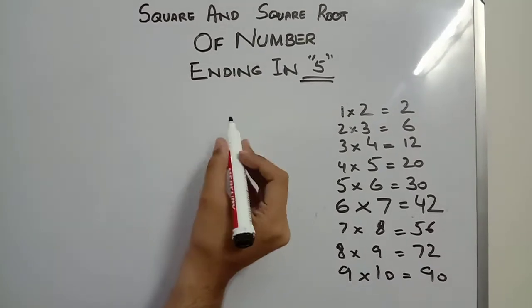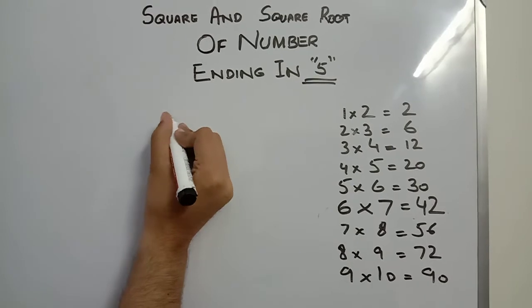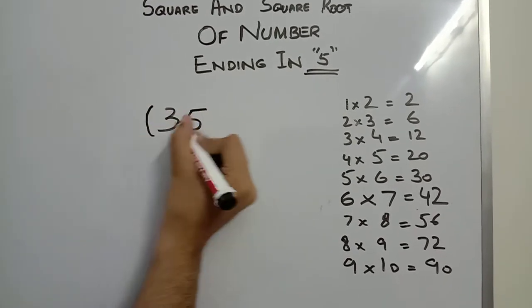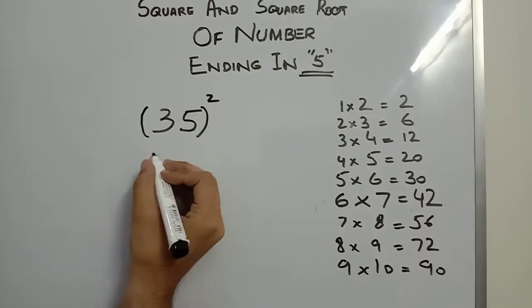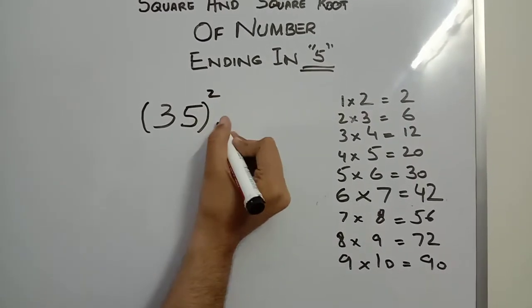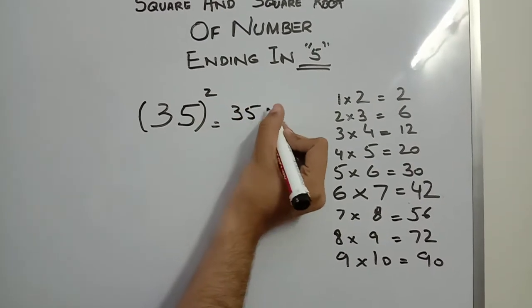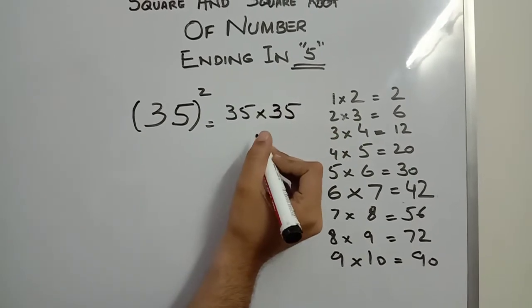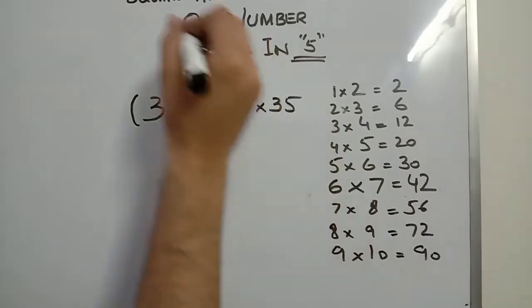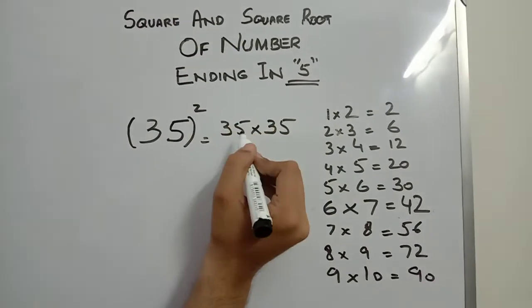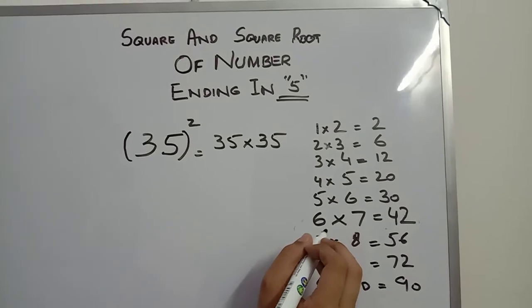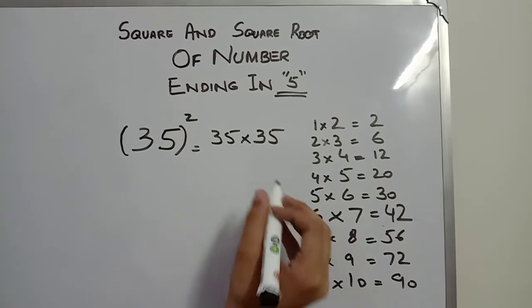So what we do, we take any number, for example 35. We are to calculate its square. We simply need to calculate 35 into 35. Now, one method is a long way. That would be write 35 above and 35 below and then multiply. It would be lengthy. I would tell you about a short trick.